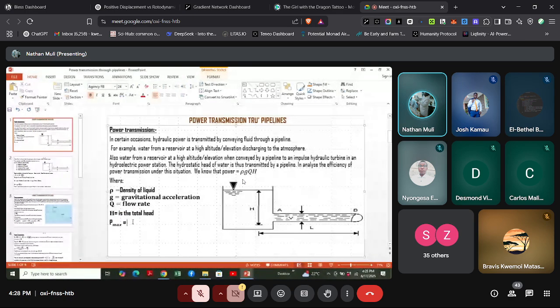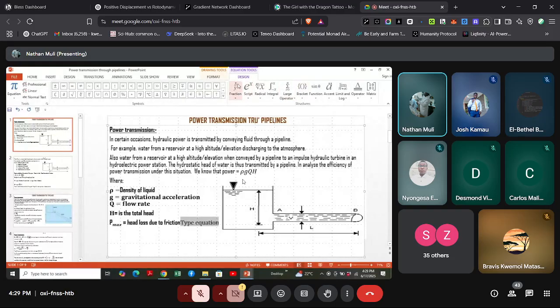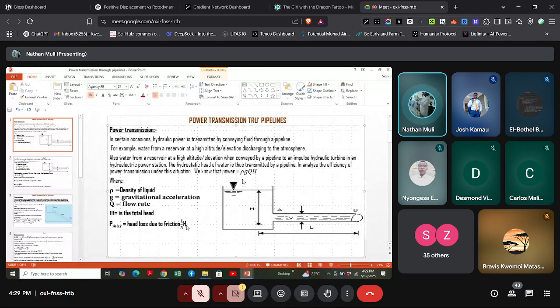So for power maximum, I'm sure you do not miss this: head loss due to friction should be a third of the total head. It should be 1 upon 3 of H. Let me put it that way. That's what it should be if that is to happen.